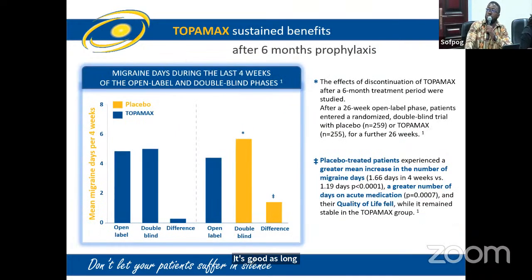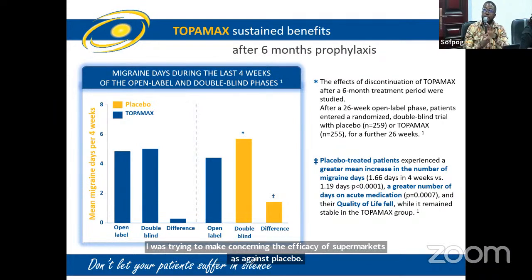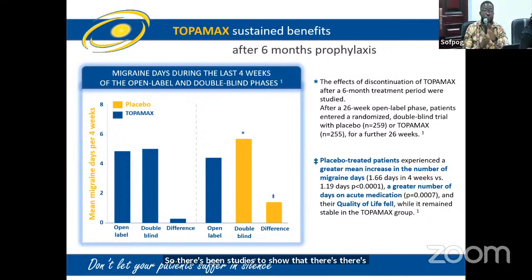All right. So this further establishes the point that I was trying to make concerning the efficacy of Topamax against placebo. There have been studies to show that there's a great reduction in the number of migraine days for patients who are put on Topamax as opposed to placebo. And the number of days on acute medication is reduced as well. So the essence of using Topamax is not just to reduce the number of attacks, but also to reduce the number of times your patients will use the acute therapy for migraine.